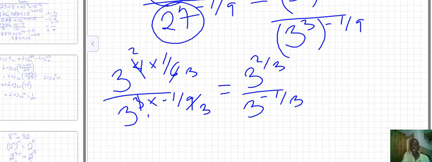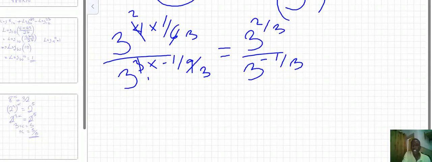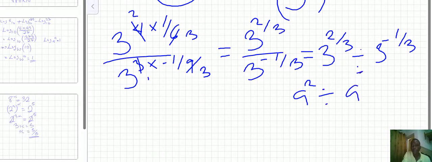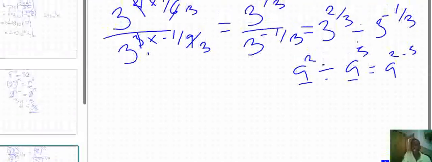So we are gradually getting to the end of this solution. The next thing we're going to do, remember, this will be equal to 3 raised to power 2 over 3 divided by 3 raised to power minus 1 over 3. Now remember, in indices, if you have a raised to power 2 divided by a raised to power 5, your result will be a raised to power 2 minus 5. Why? Because they have a common base. So we are going to apply that logic here.